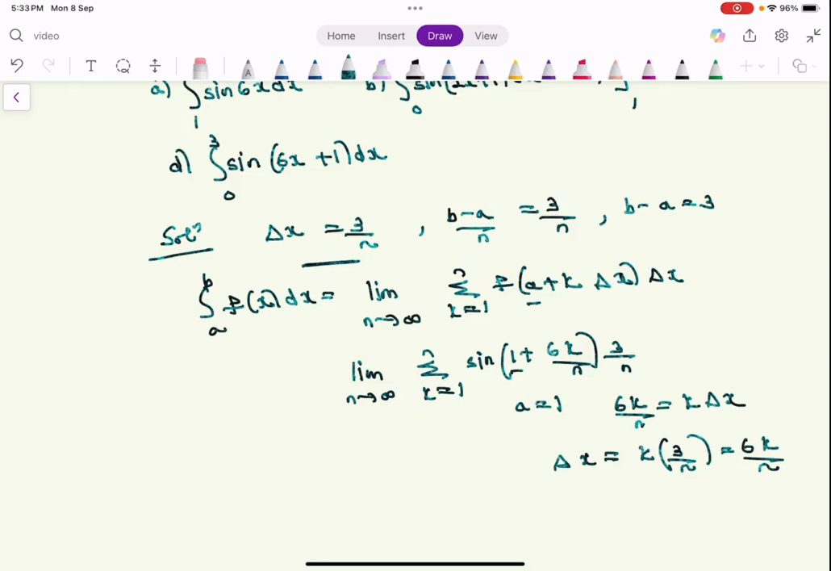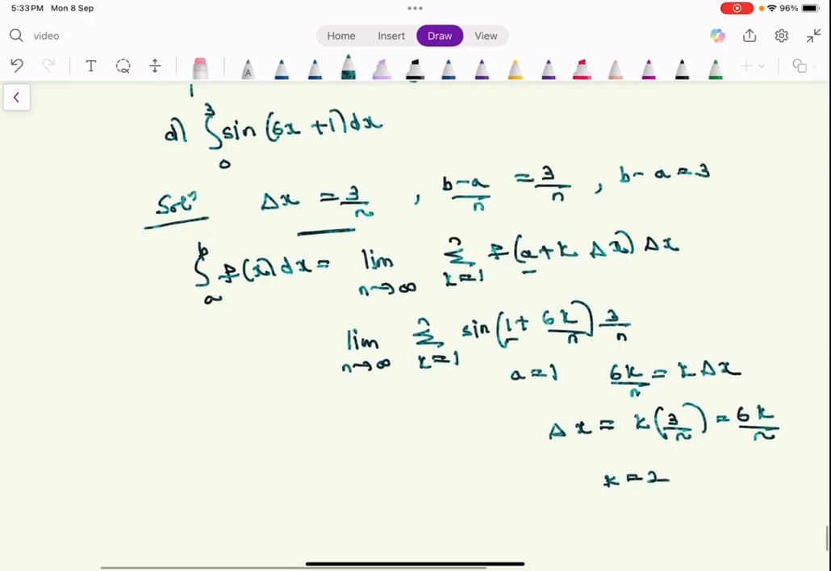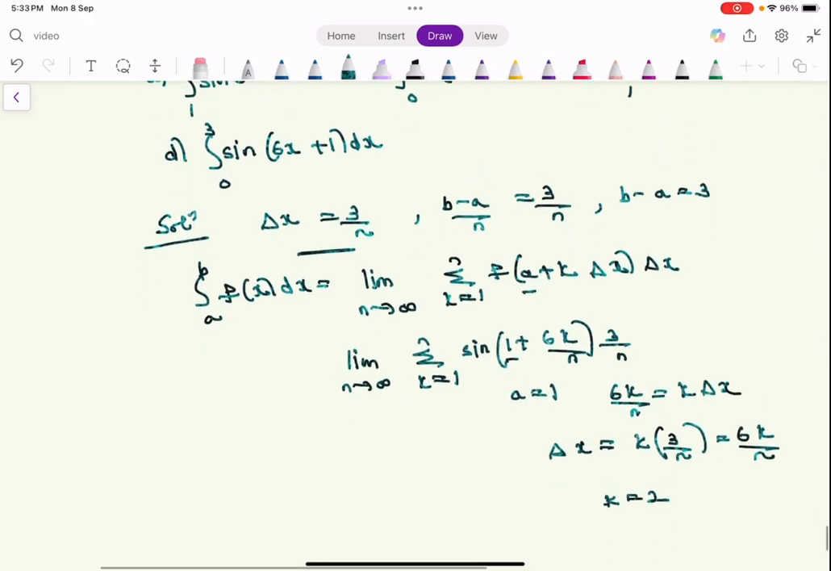So this implies that a equal to 1, and this implies that k equal to 2. So we have option B here, that is integral 0 to 3 sine 2x plus 1 dx, that is option B.